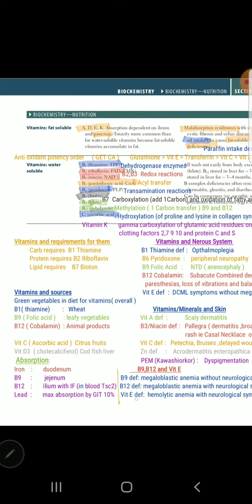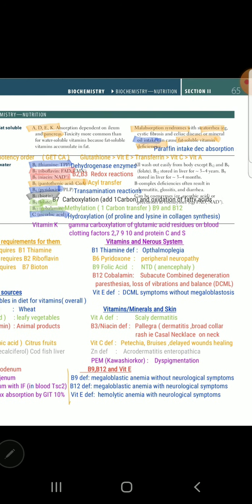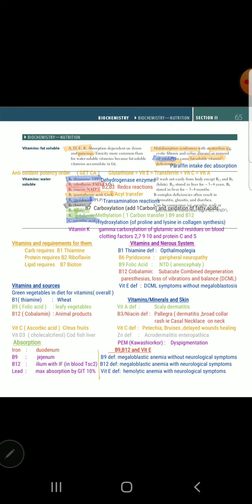B9, B12, vitamin E related symptoms: B12 has megaloblastic anemia and neurological symptoms. B9 only megaloblastic anemia, no neurological symptoms. And vitamin E neurological symptoms and no megaloblastic anemia, rather hemolytic anemia. So this is the overall orientation of vitamins. Hope it will help. Thanks.